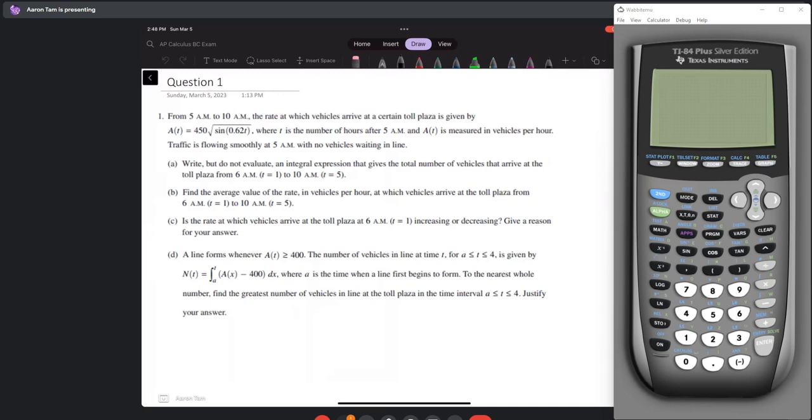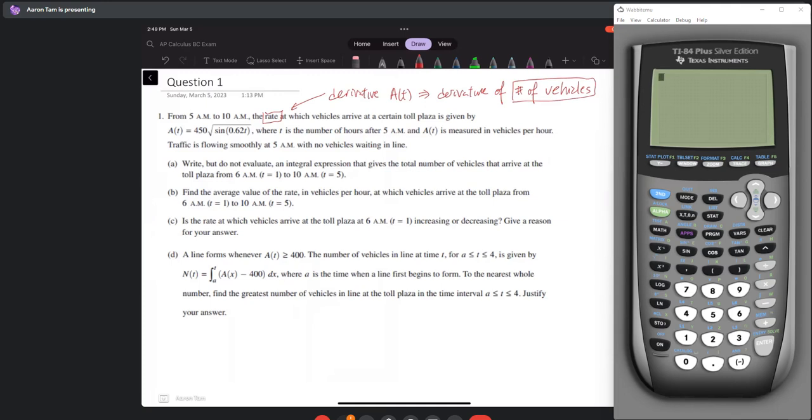So first thing I want to point out is the following. When they give you a function that says rate, that automatically tells you that we are looking at a derivative of something. So in here, our A of t is basically the derivative of the function that defines the number of vehicles. So this is the function, and A is the derivative of that. Traffic is flowing smoothly at 5 a.m. with no vehicles waiting in line. All right, so let's see what the question asks us to do.